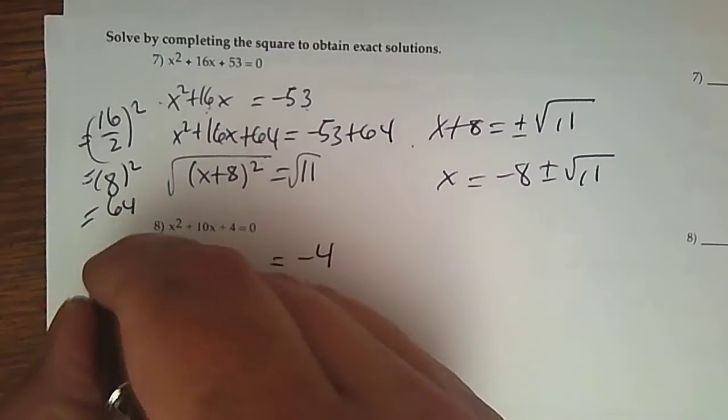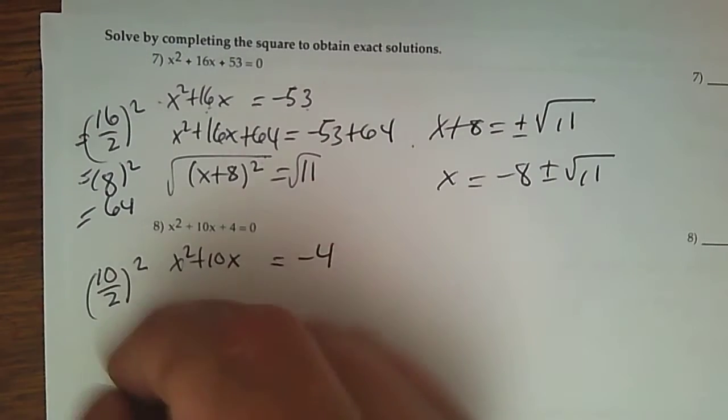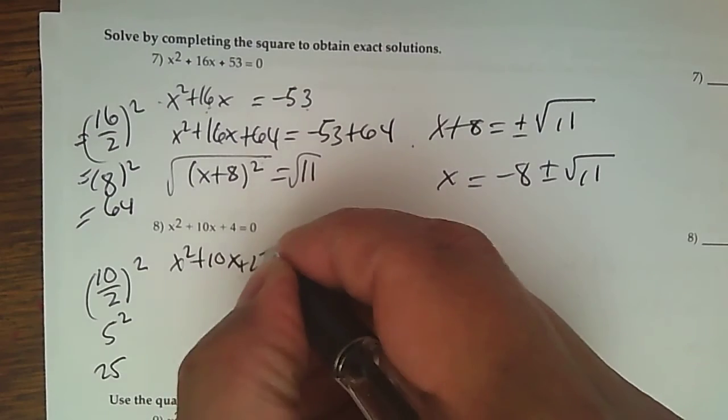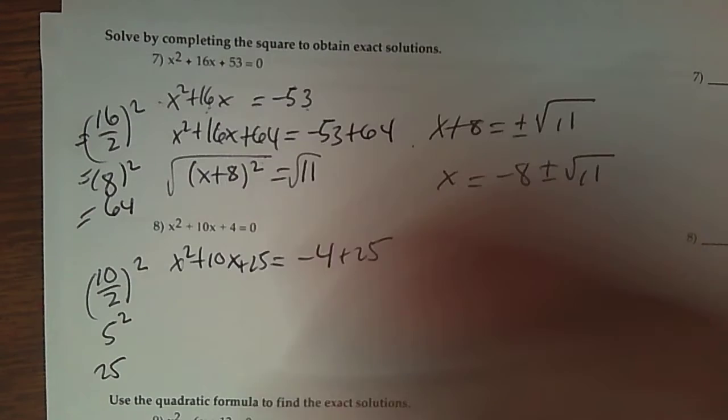I'm going to take 10, divide by 2 and square it. That's going to give me the number to add to both sides. So that's 5 squared. So that number is 25 that I need to add to both sides. And whatever I do to one side, I need to do to the other side.